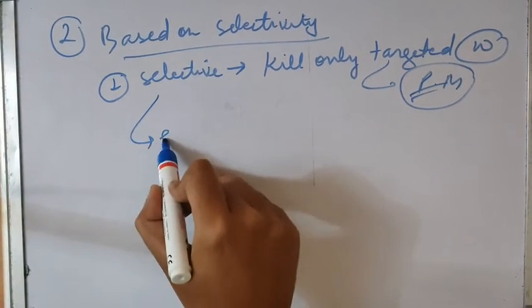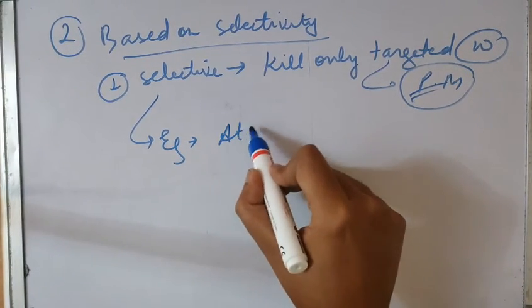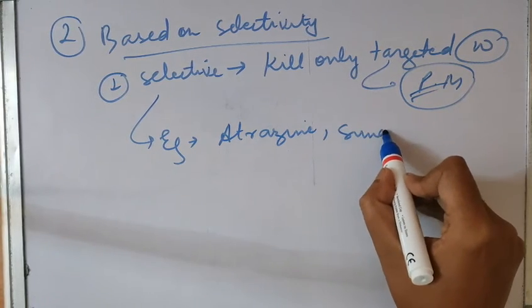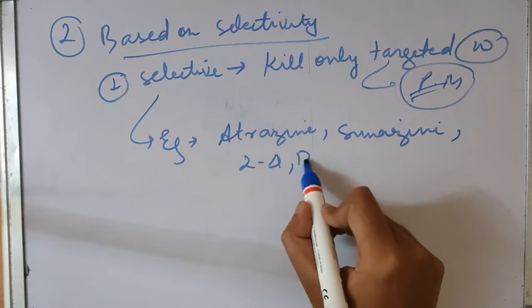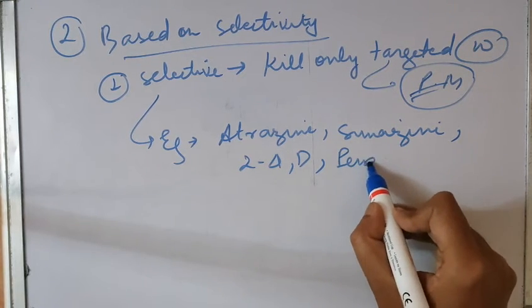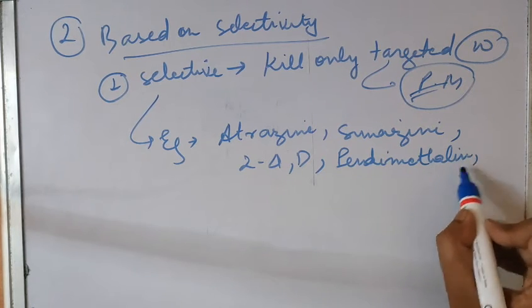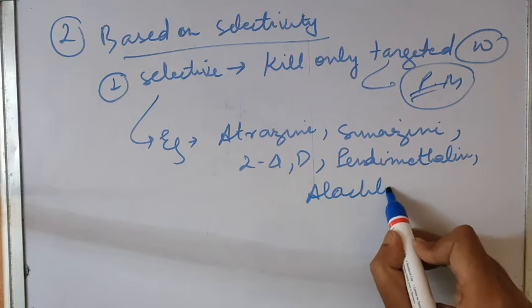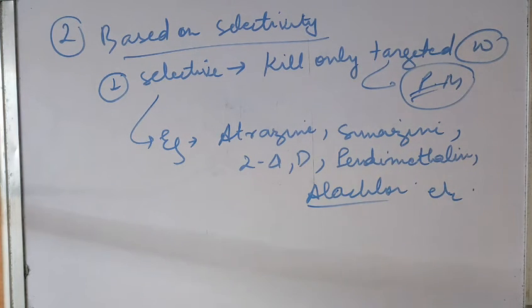Some of the common examples of selective herbicides are atrazine, simazine, 2,4-D, pendimethalin, alachlor, etc. So these are some of the common examples of selective herbicides.